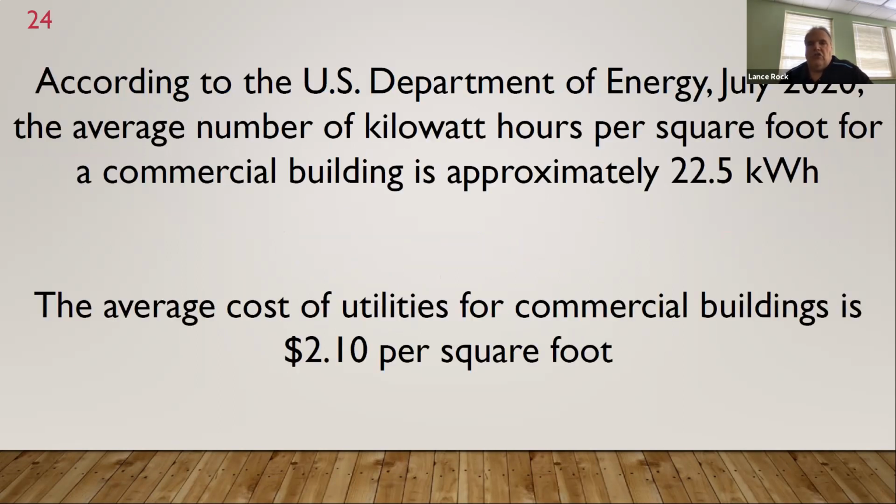According to the U.S. Department of Energy, the average number of kilowatt hours per square foot is approximately 22.5 kilowatt hours per square foot. The average cost of utilities for commercial buildings is $2.10 per square foot. Now, that is obviously an average nationwide. If you're in Florida with a lot of mechanical refrigeration and air conditioning, it's going to be a little higher. If you're in Minnesota or Alaska, it's going to be a little lower. Your gas utilities are going to take over there.